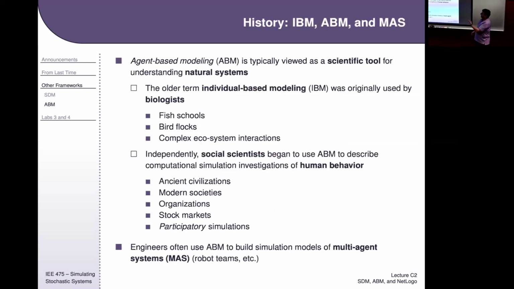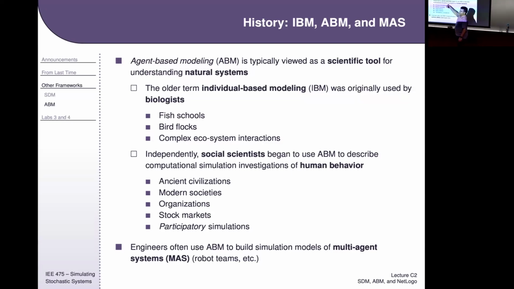So a lot of people use agent-based modeling. In biology, they often refer to it as IBM, or individual-based modeling. So they model things like fish schools, bird flocks, complex ecosystem interactions. In the social system sciences, that's kind of where agent-based modeling got its popularity at first.